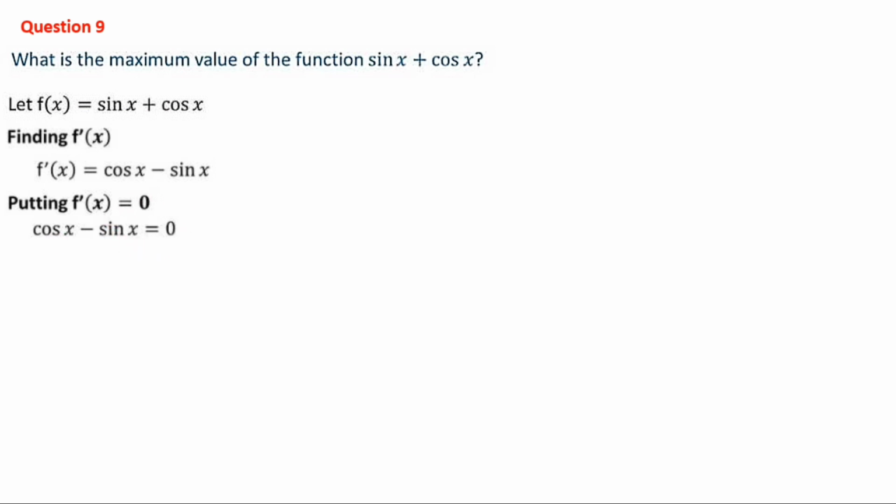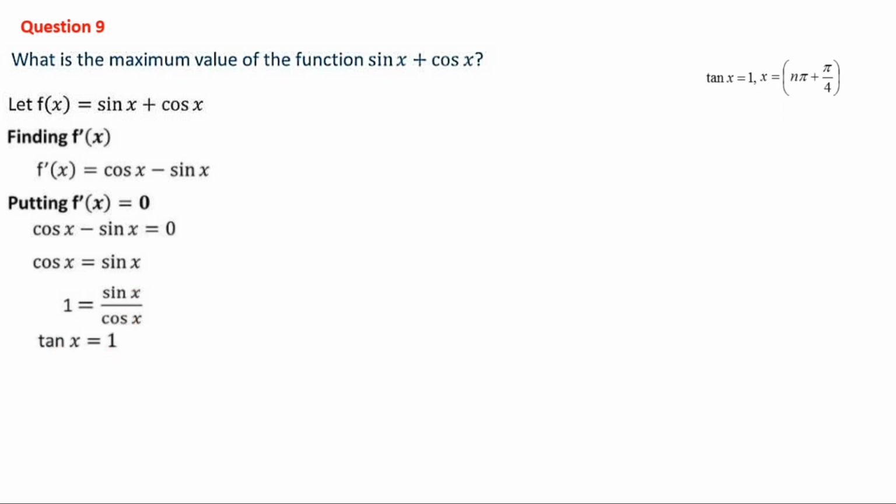Take the minus sin x to the right side, it comes as plus sin x. Then take cos x to the right side. This calculation we have done before. When we take cos x to the right side, it comes as division by cos x. So sin x by cos x is equal to 1. Sin x by cos x is tan x. So tan x is equal to 1.